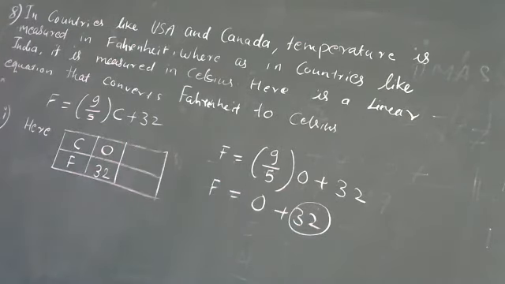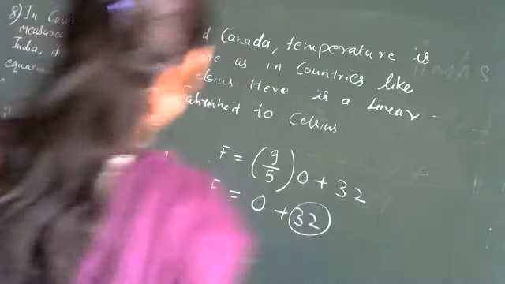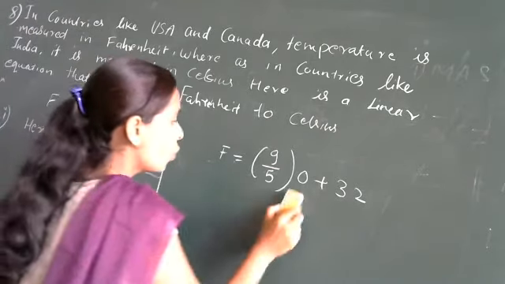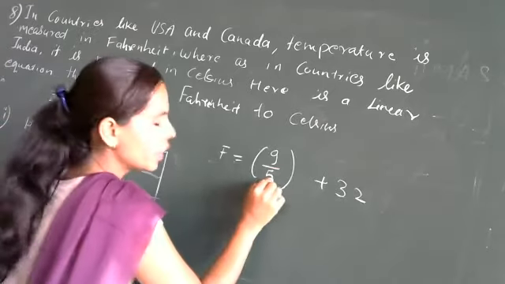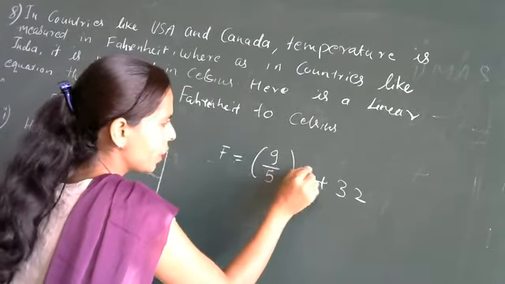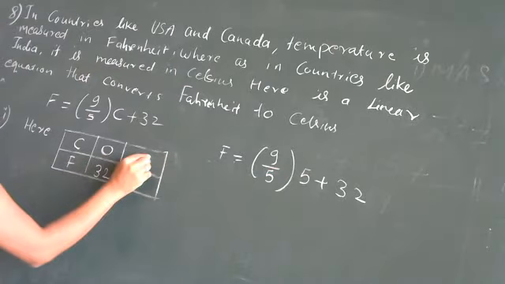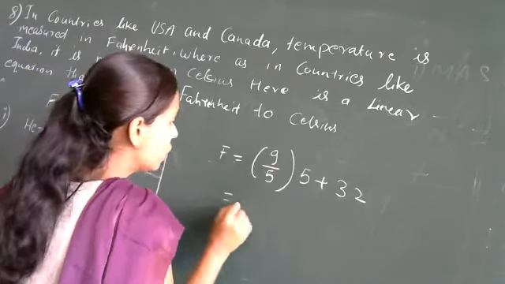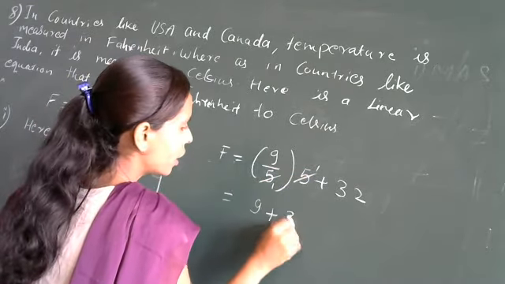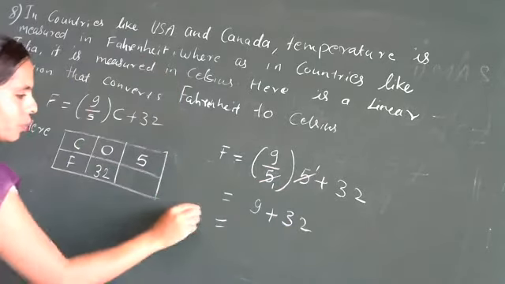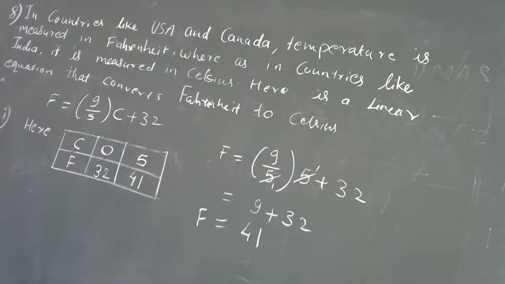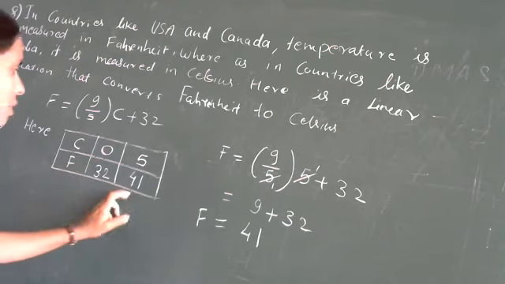Now we have to choose another value, and I say that whenever we are choosing the value, see that we will be comfortable to solve that expression. So for this, we are having 9 by 5. So we have to take the value of C such that it will get cancelled with this denominator. So whenever you are taking some value of C Celsius, take it in multiples of 5. So we can start with 5 also. If you take C as 5, 5 will get cancelled with 5. 5 ones are 5, 9 ones are 9, plus 32. And 32 plus 9 is how much? It is 41. So whenever we are having a value for Celsius as 5 degrees Celsius, we are getting a Fahrenheit temperature as 41 degrees.